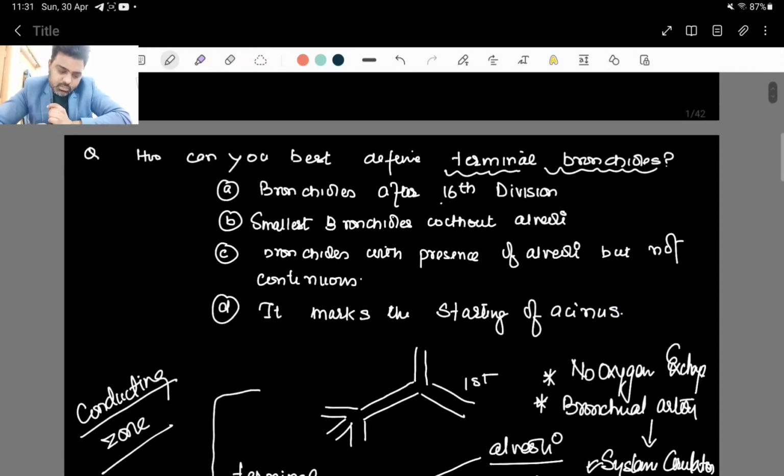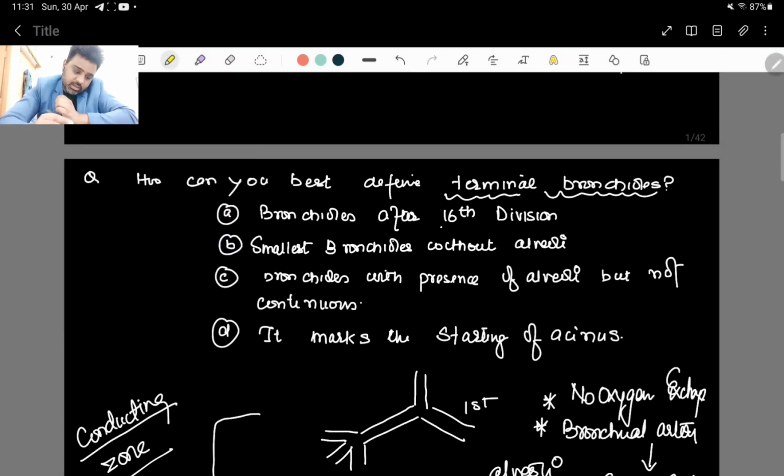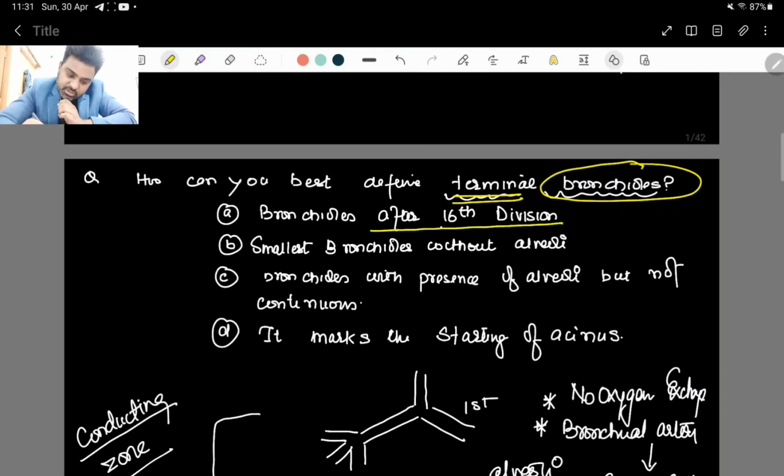So now, if we come to this question, how can you best define a terminal bronchiole? Bronchiole after the 16th division? No. We have said that yes, the bronchiole at the 16th division is generally the terminal bronchiole, but we cannot define it that way because it is not 100% correct. So this is wrong.